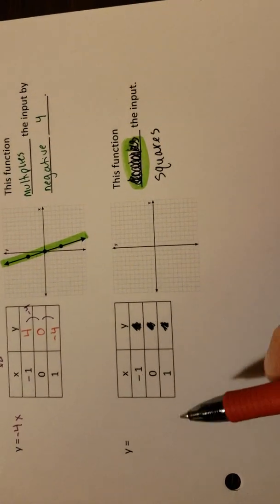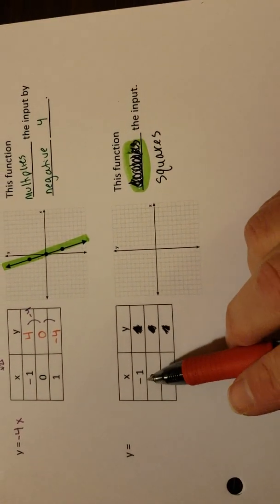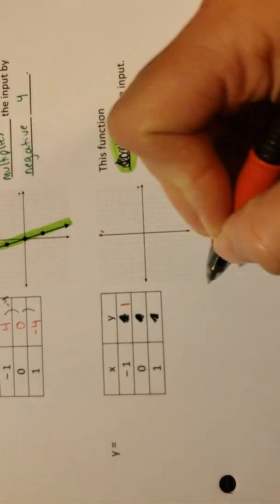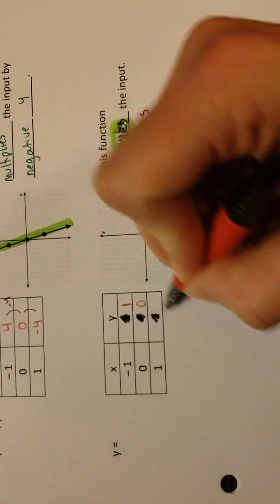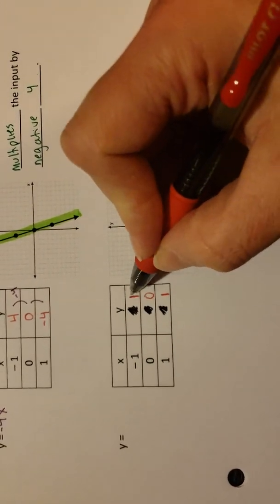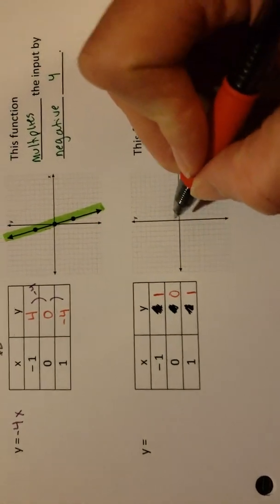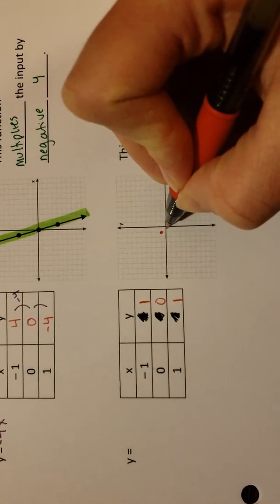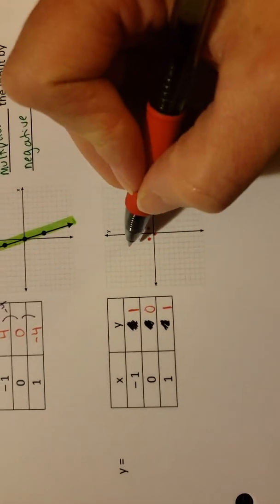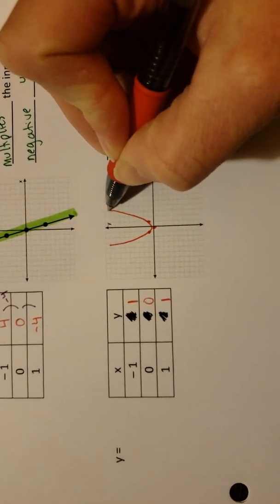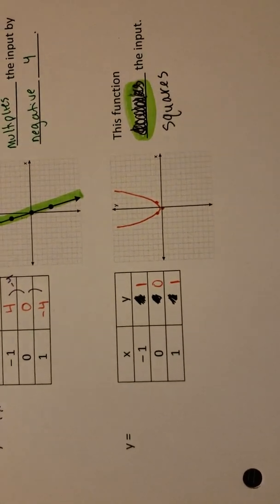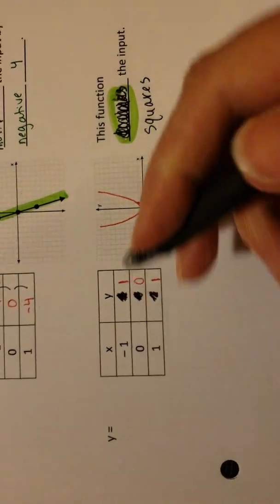So if I have -1, 0, and 1, if I square -1, -1 times -1 is +1. 0 squared is 0. 1 squared is 1. What? I have 2 positive 1s, and that's okay. I'm going to graph it like so. Whoa! It looks like a V. This is actually the beginning of a parabola, which we are going to learn about in a couple weeks. And so, this is a different kind of equation.